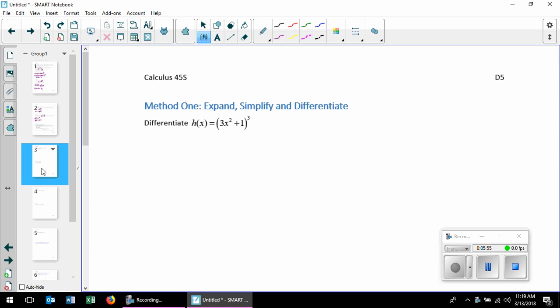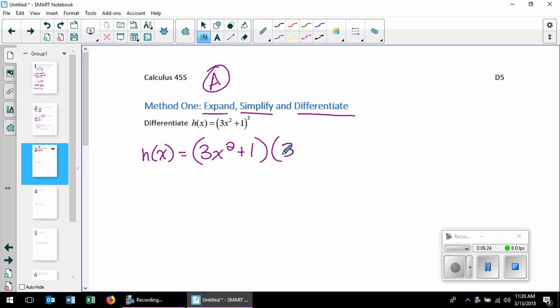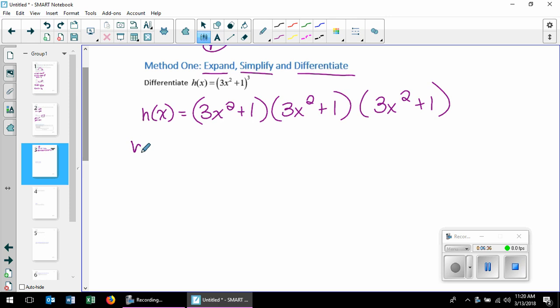All right. So this says to expand, simplify, and differentiate. So this is option A that I said. So the idea is to get it out of composite function form and into just an expanded polynomial. Because then you can apply just differentiation rules. Not so exciting because this is a cubed. You guys can all do this in your sleep, right?